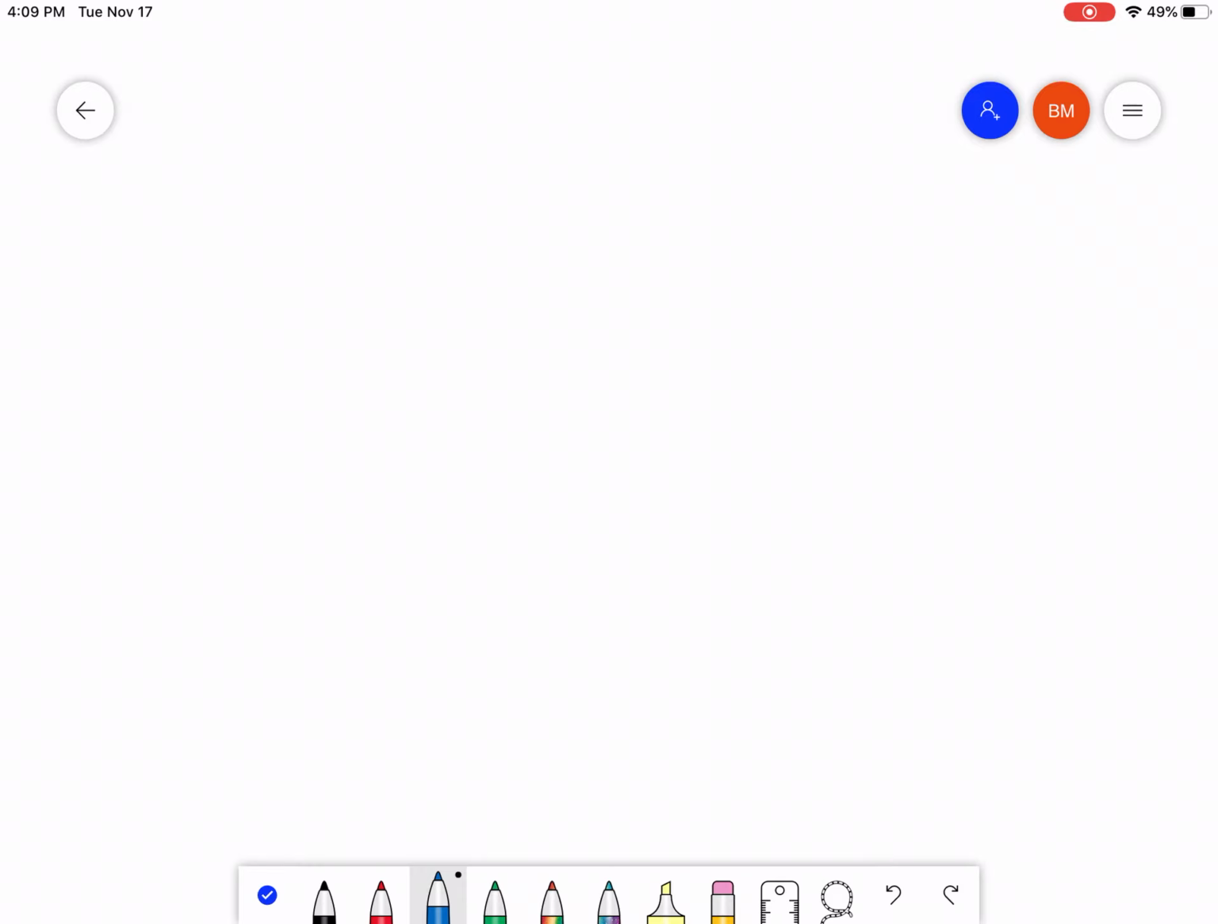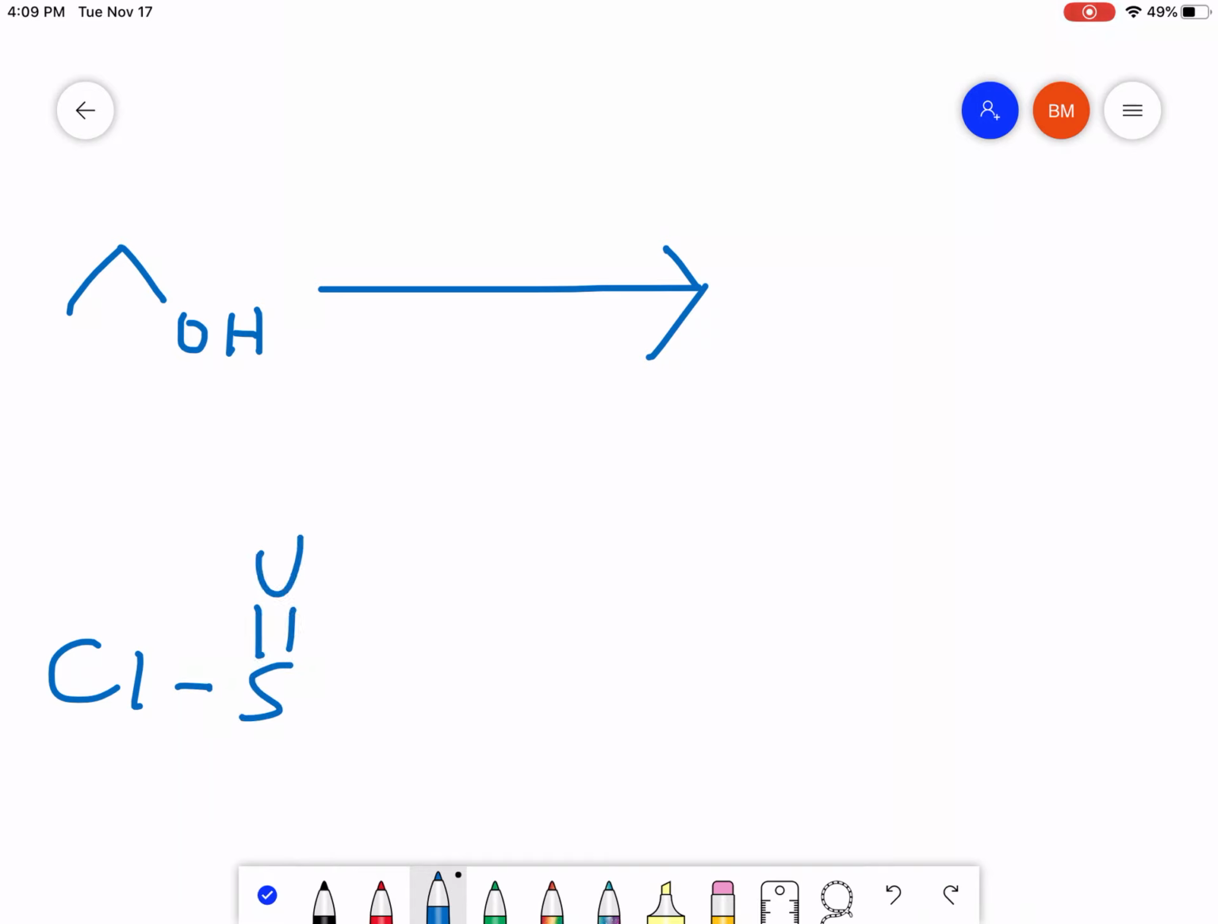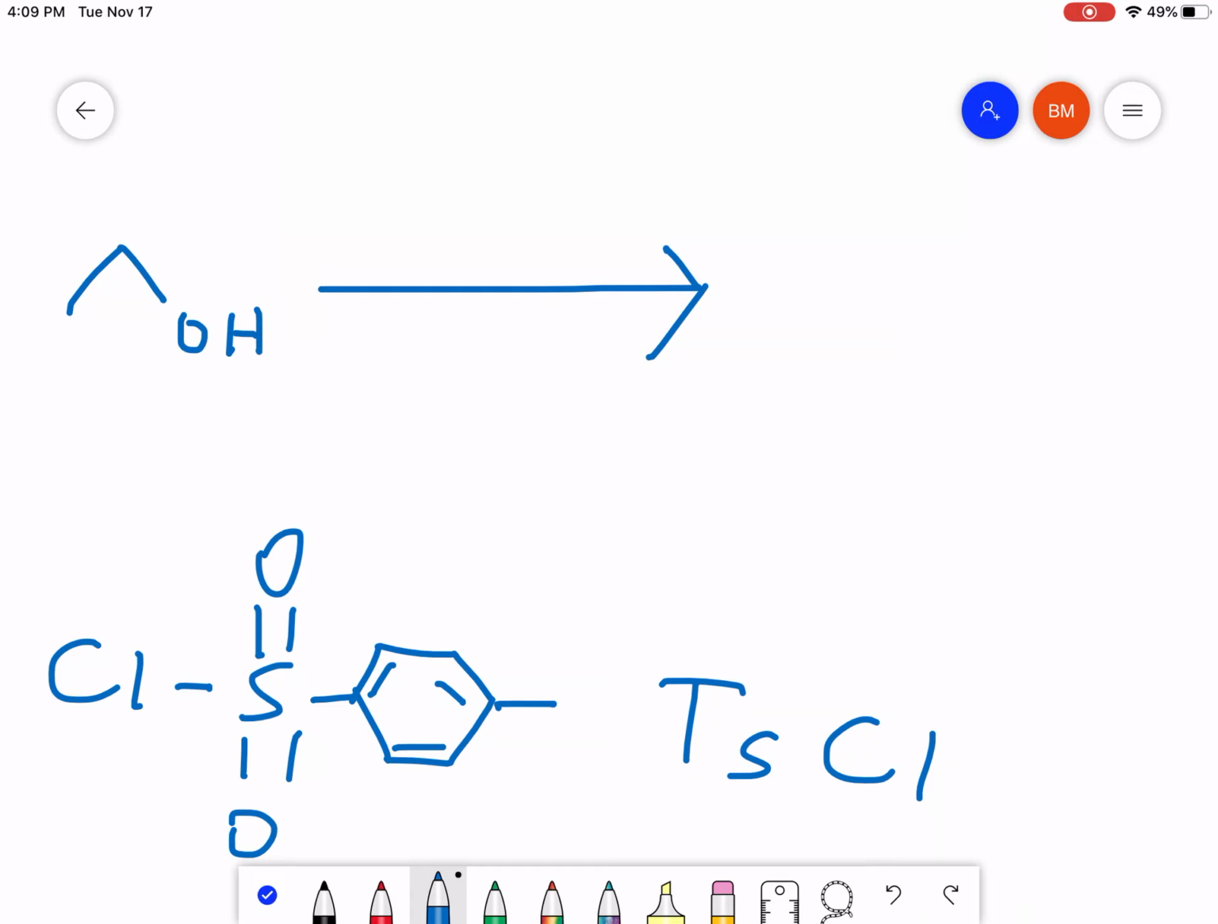First of all, let's talk about how you make a tosylate. All right. So it starts off with an alcohol. And an alcohol is going to react with a compound called tosyl chloride. And I'm going to draw the expanded structure down here just so you can see it. This is the source of our tosyl group. All right, and that sulfur has a Cl on it. Now, again, we don't want to draw this every time, so we frequently just abbreviate this as TsCl, tosyl chloride.